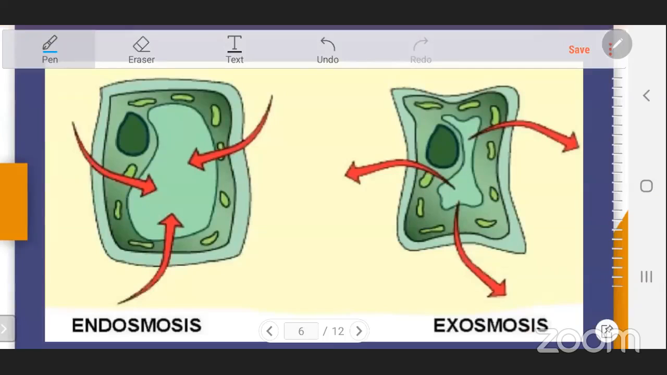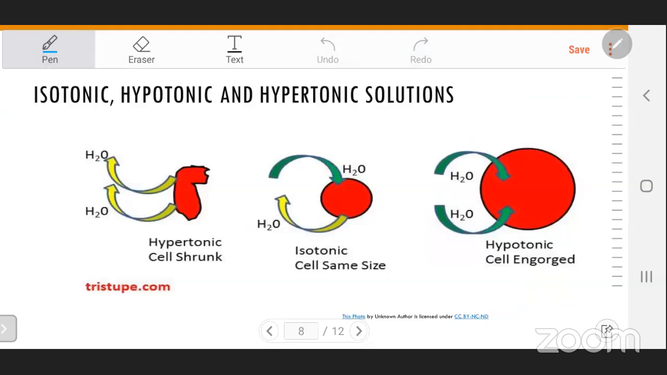So we have learned about endosmosis and exosmosis. Endo is water entering the cell, and exo is water leaving the cell. But why is this process happening, and what are the conditions when there is a lower or higher amount of salt concentration or sugar concentration or any concentration of solute in a particular environment? So for that, we have to learn these three new terms, that is isotonic, hypotonic, and hypertonic solutions.